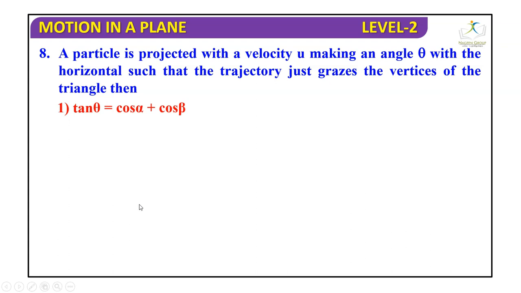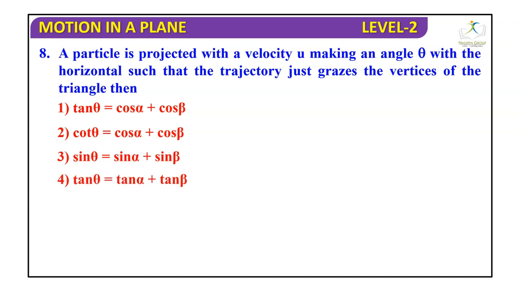A particle is projected with a velocity u, making an angle theta with the horizontal, such that the trajectory just grazes the vertices of the triangle. Then, first, tan theta is equal to cos alpha plus cos beta. Second, cot theta is equal to cos alpha plus cos beta. Third, sin theta is equal to sin alpha plus sin beta. And fourth, tan theta is equal to tan alpha plus tan beta.